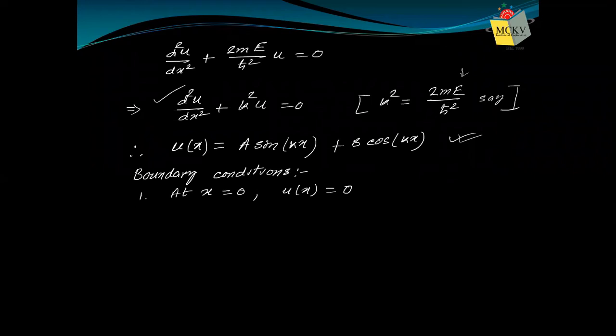Use x equal to 0, u is 0. Put it in this expression. u equal to a sine kx plus b cos kx. u is 0. Now a sine kx, x is 0 means sine kx is 0. So we have a into 0 plus b. Sine 0 is 0, but cos 0 is 1. So b into 1. So what we get? 0 equals to 0 plus b. That means b is 0.